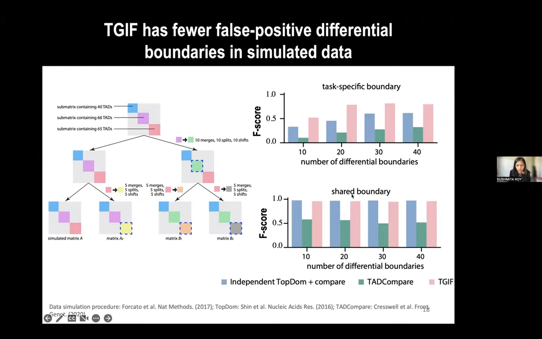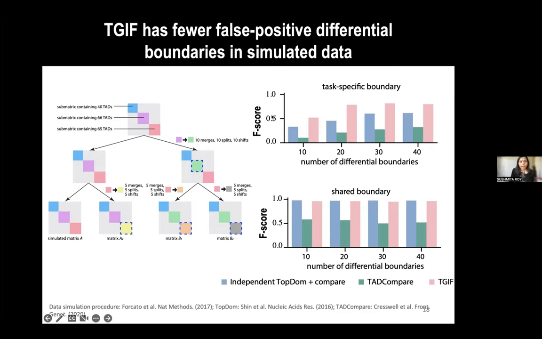And what we see is that as far as shared boundaries are concerned, and here we are comparing TGIF, we are comparing TAD compare, which was one of the methods that I mentioned, and another baseline method. So that would be where you apply an existing TAD finding method, and then do a comparison as a post-processing step to figure out what was different or similar. And what we see is that our method is comparable as far as the shared boundaries are concerned to this baseline method. But when it comes to finding boundaries that are specific to each task, we are able to do a much better job in terms of F score.